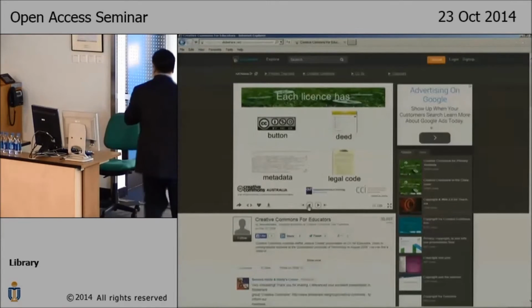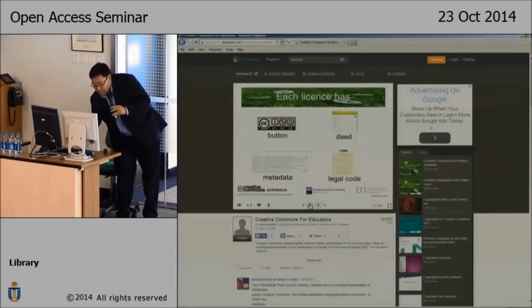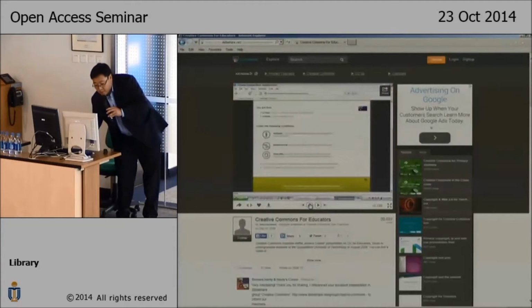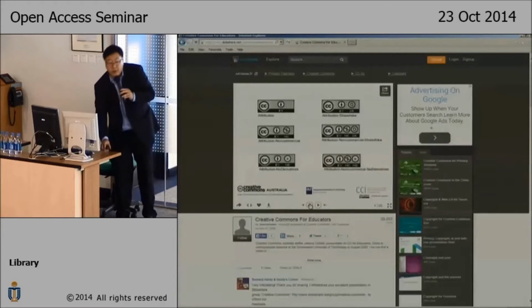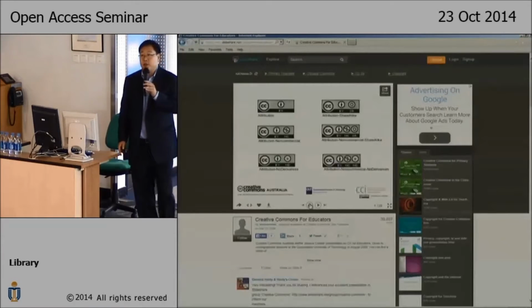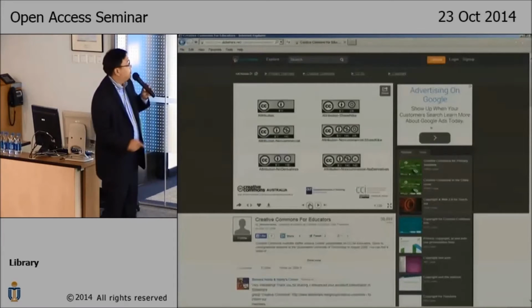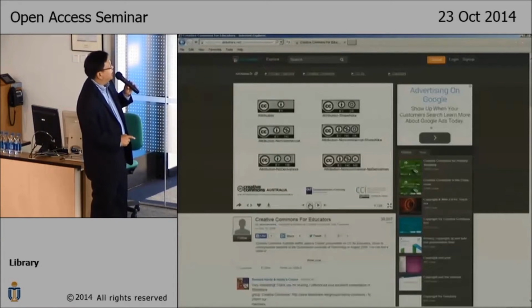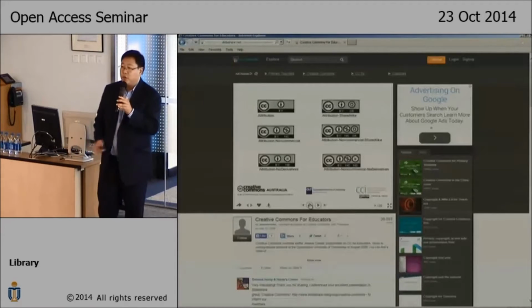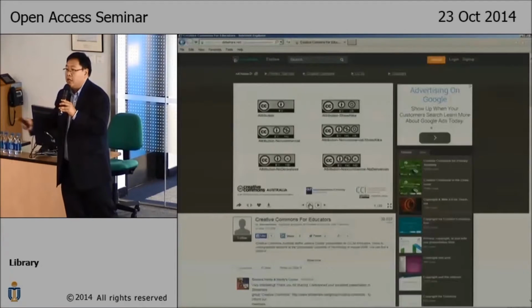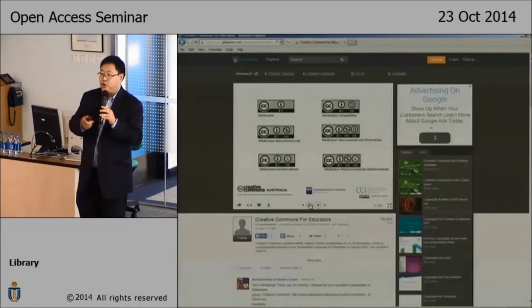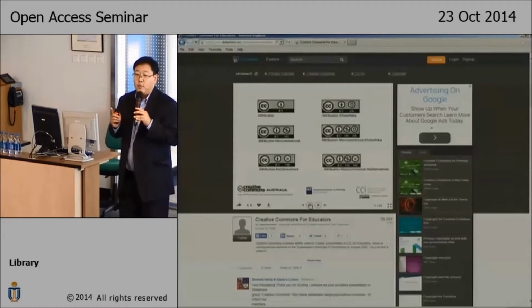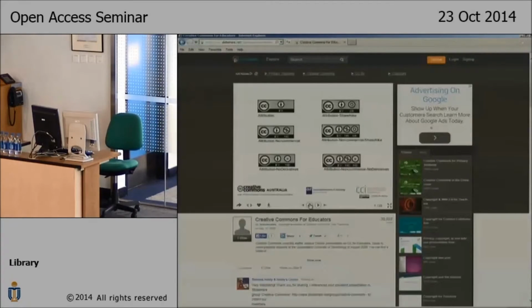So let me just take you through the 6 licenses, because this is what this presentation is about. I'm not going to go through all the details, but what you'll notice is that there's attribution, there's a little man on all of them. So just like your research results, you're always going to have to attribute. Now, each of these licenses has a spectrum of very liberal rights, and it gets more and more narrow depending on the license you choose.